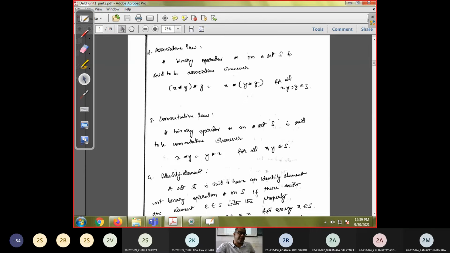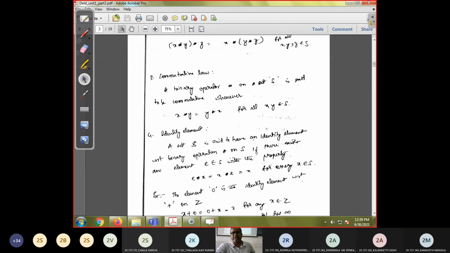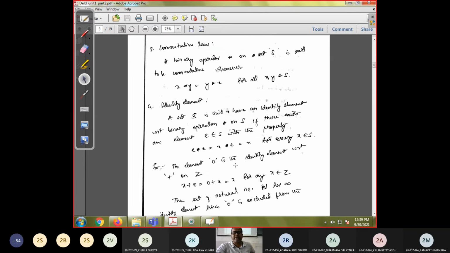Similarly, I can define the identity element of a set. A set is said to have an identity element with respect to the binary operator asterisk on S if there exists an element e belonging to S with the property e asterisk x is equal to x asterisk e, which is equal to the same number x. In this case, the element 0 is the identity element with respect to the addition operation on the set of integers, as an example. So x plus 0 is always equal to 0 plus x, which is always equal to x. Therefore, I can say that 0 can be treated as an identity element with respect to the addition operation for the set of integers.